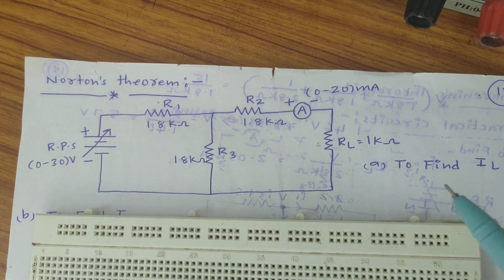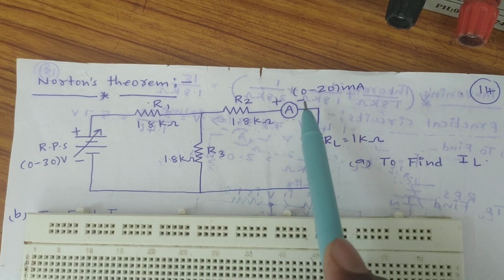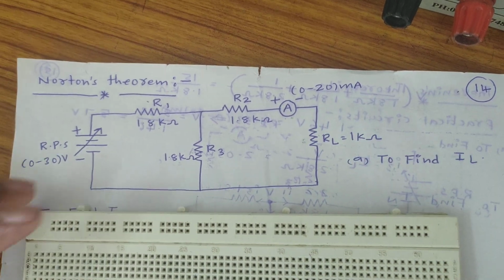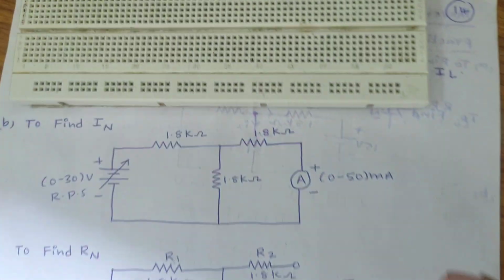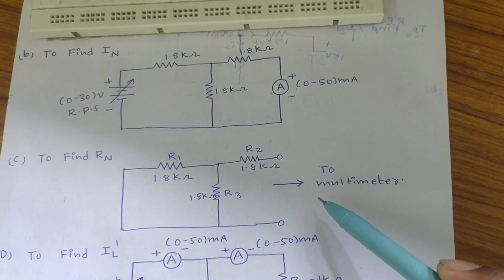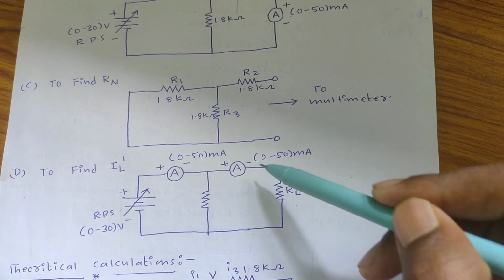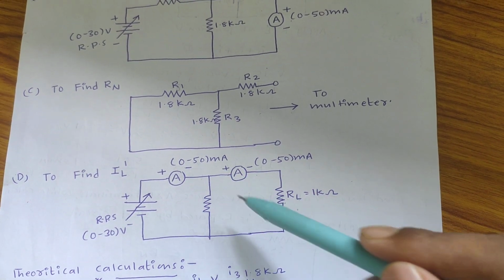Now I am going to explain Norton's theorem. This is the normal circuit diagram to calculate load current. By using Norton's theorem, step 1 we need to calculate Norton's current. Step 2 we need to calculate Norton's equivalent resistance. Step 3 I need to calculate load current by using Norton's equivalent circuit.